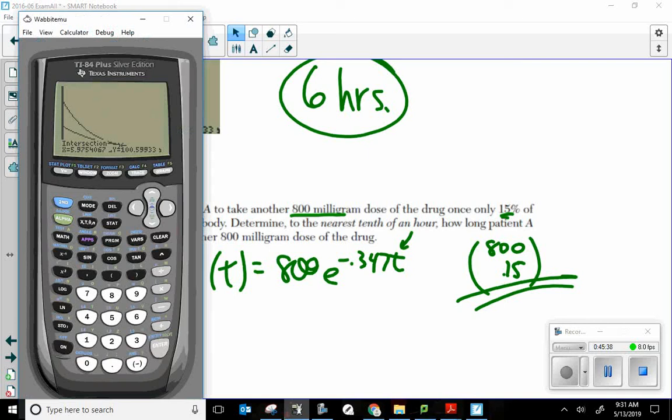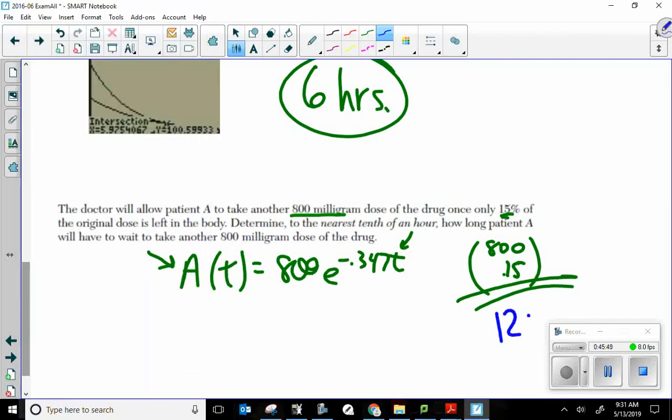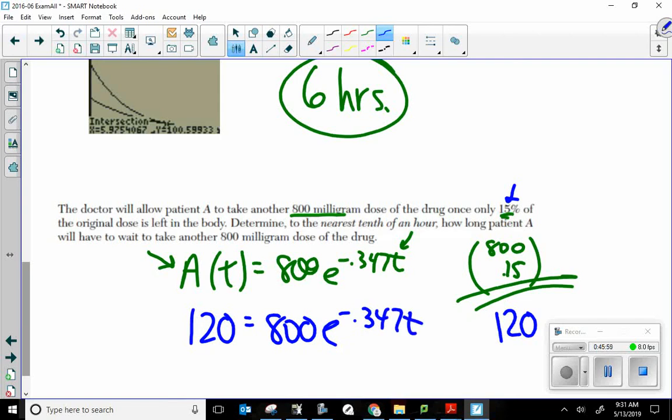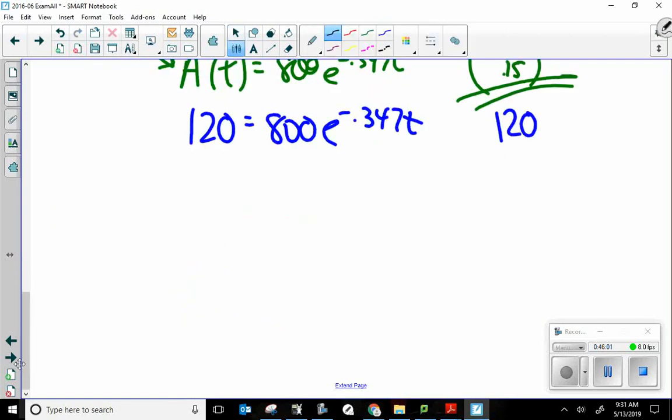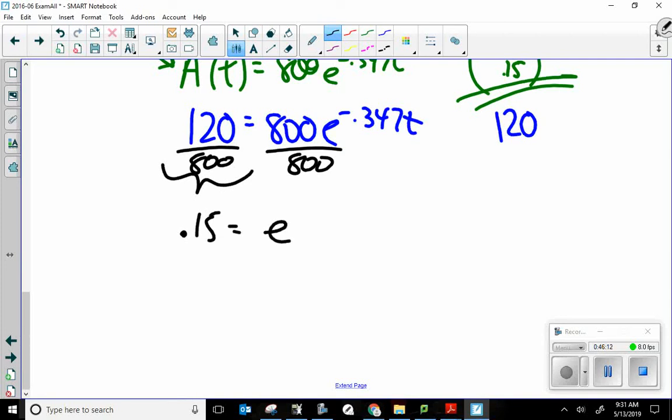Again, let's use our calculator. 800 times 0.15. That's 120. So they're basically saying 15% of 800 is 120. When there's 120 remaining, what time would that be where this guy can take another dosage? All right, let's figure this out algebraically. The first thing I'm going to do is opposite math. Divide by 800. Divide by 800. That's 0.15 equals e to the negative 0.347 t.